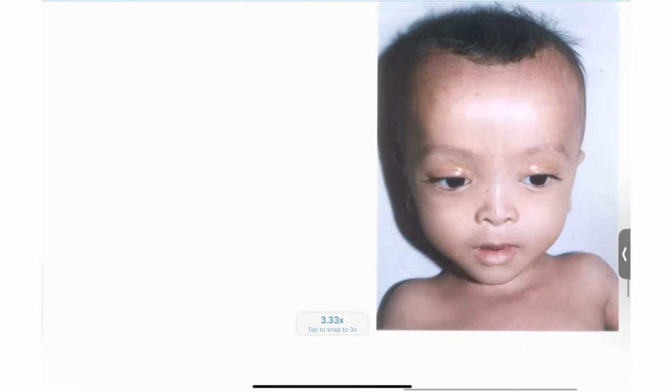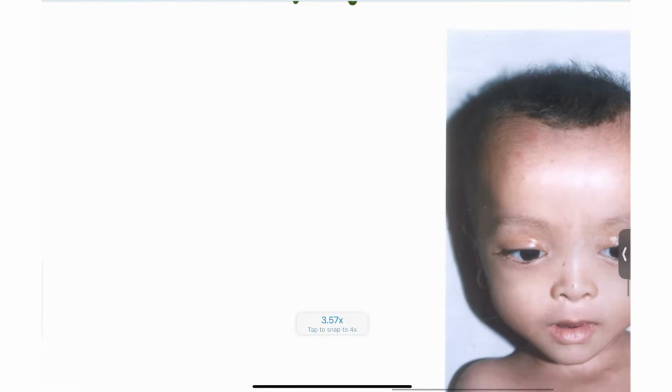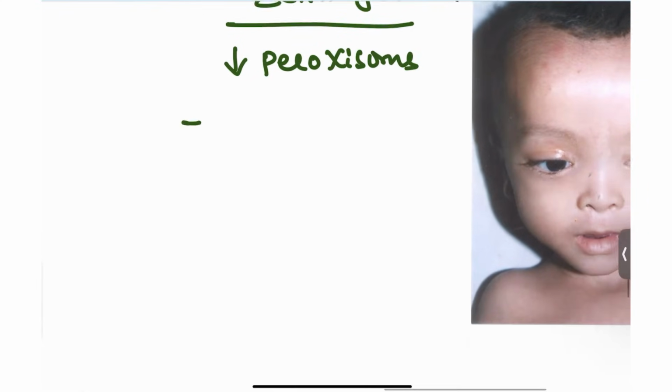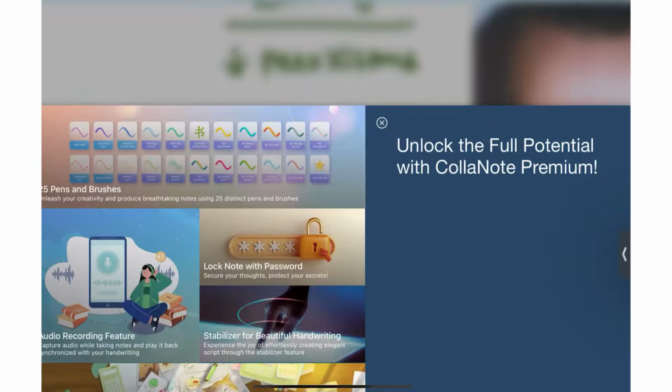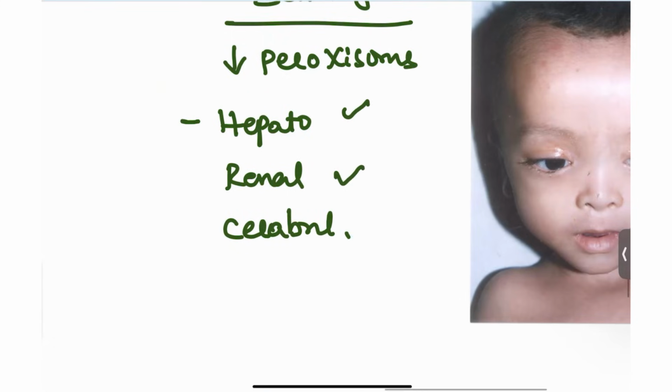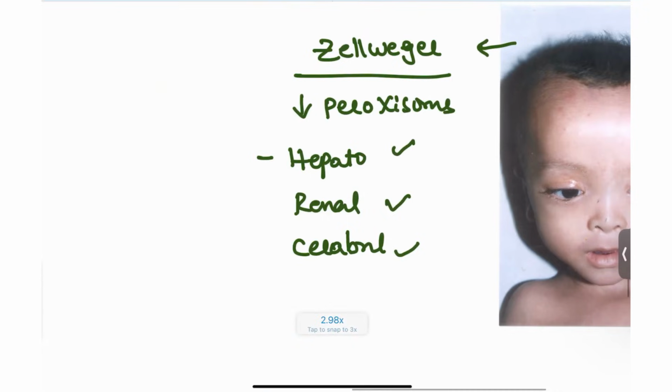Next, from this picture, I hope most of you are not familiar with it. This is known as Zellweger disease, due to deficiency of peroxisomes. What are the organs that will be involved? Hepatic, renal, and cerebral. All these systems will be involved in this patient due to peroxisome deficiency.